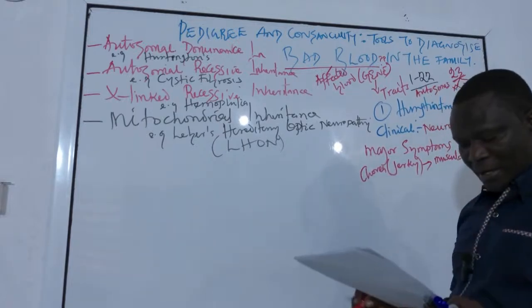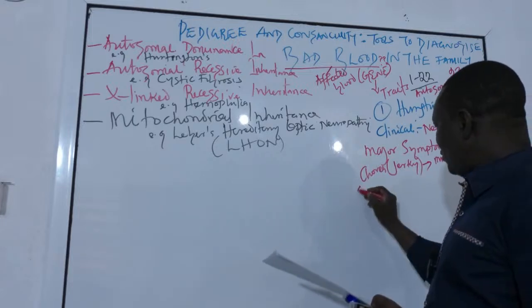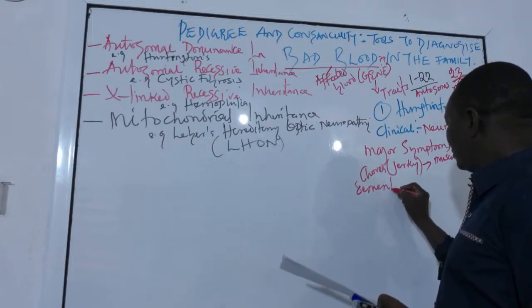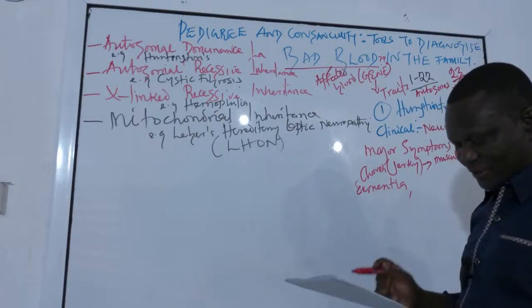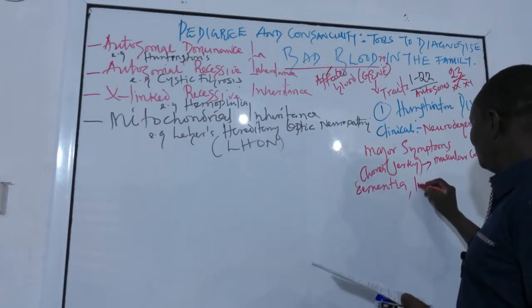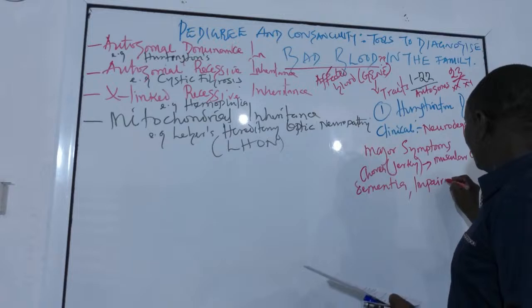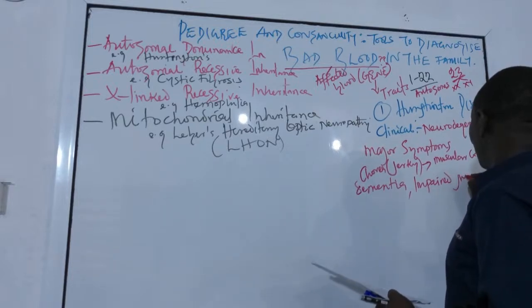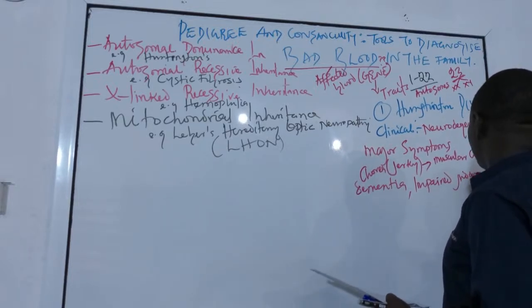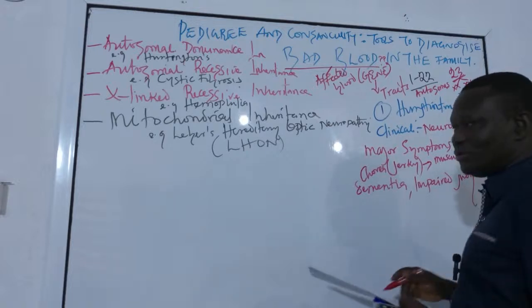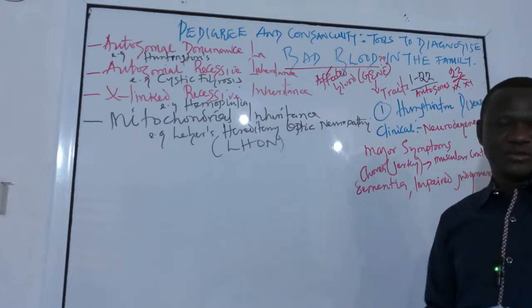Okay. Apart from that, there will be dementia. The person will not have any this or that. You will be saying one thing, and the person will be saying another thing. So we also have impaired judgment. The person will not be able to make the right judgment.